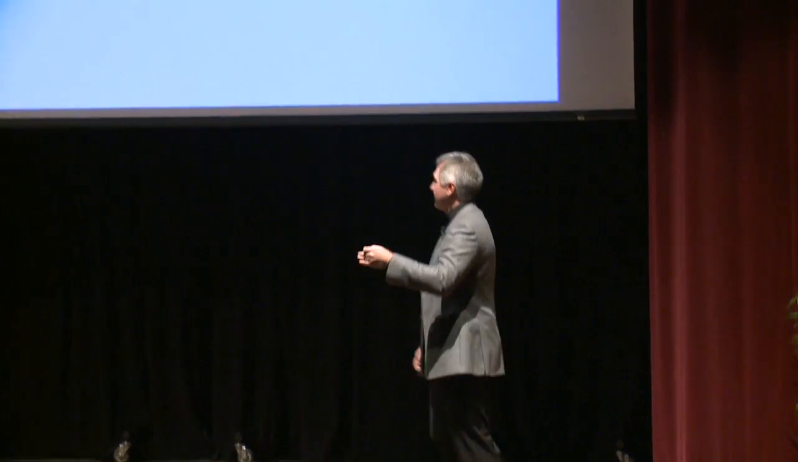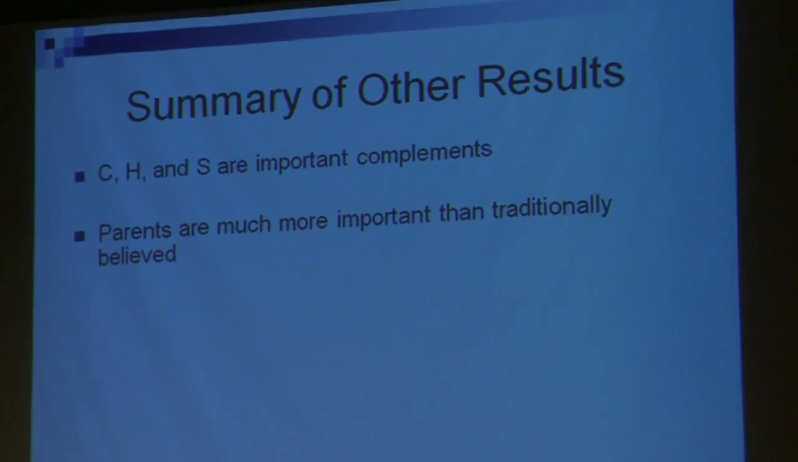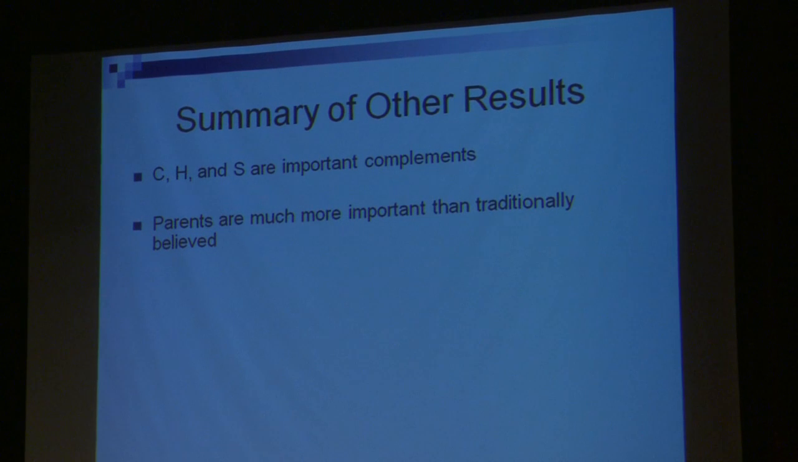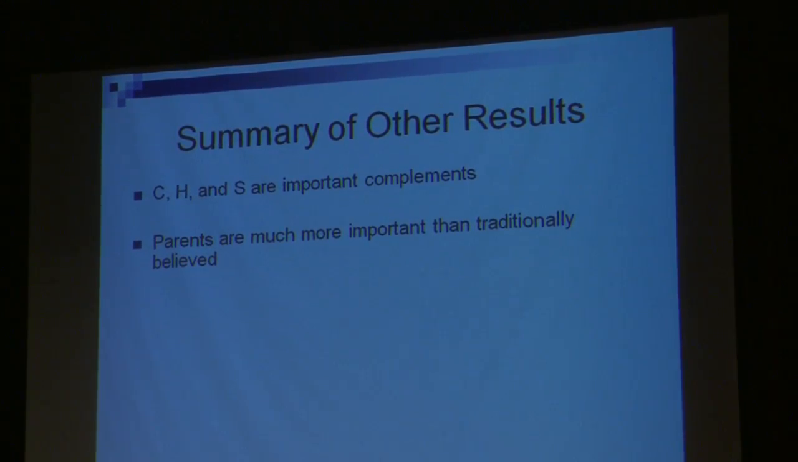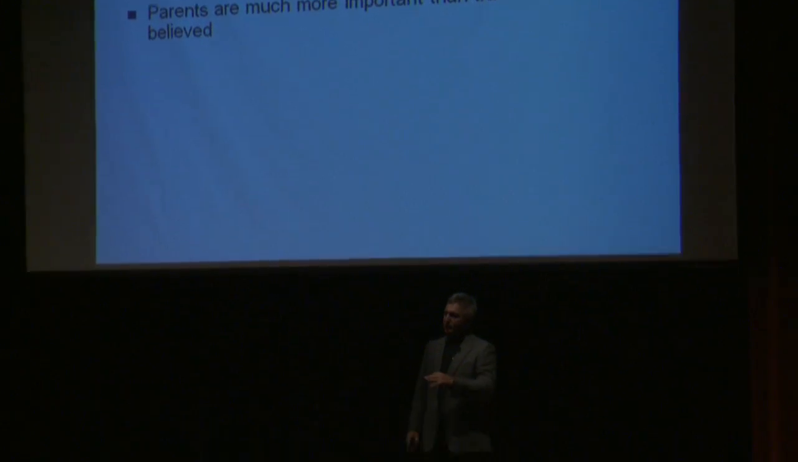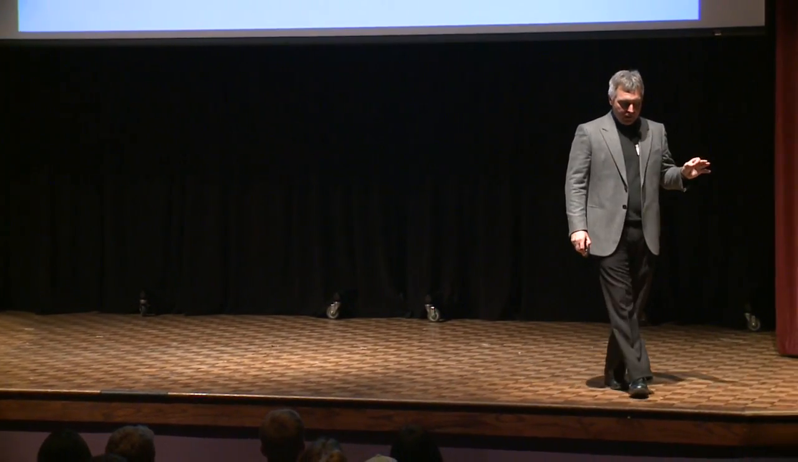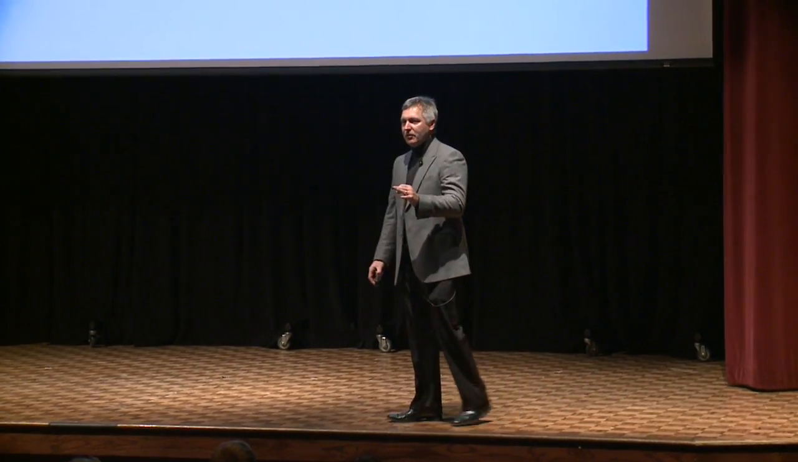CH and S are very strong complements. So when you have a study that just incents one of those components, that study will not reveal very large effects just because of the complementarity in the production function. Okay? What we also find is that in these communities, parents are extremely important, much more important than anyone would ever realize until you actually look at these data. Now, what's also clear is that it's hard to find game changers that are durable.